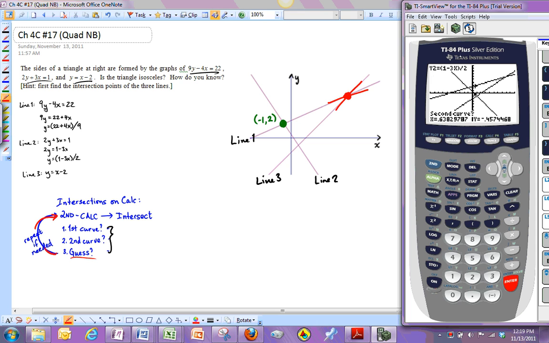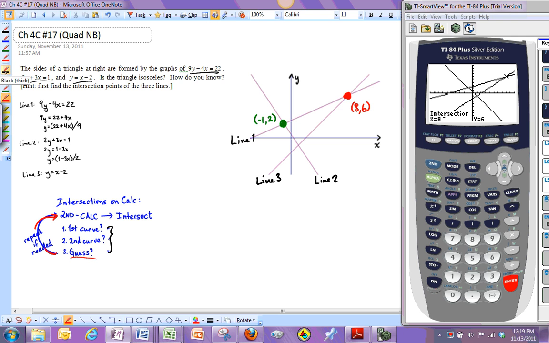Now I'm on the wrong line. I don't want line 2 anymore. Now I want line 3. So I'm going to hit the up or down button until I find line 3. If I hit down, now I'm on line 3. And just so you can see it, there it is, right on this line. So I'm going to hit enter. And then for guess, I'm going to move it close to where they actually cross, and hit enter. And here's my intersection, 8, 6.